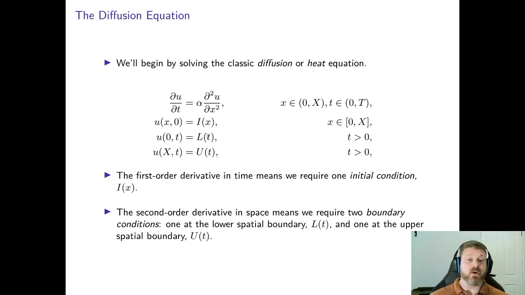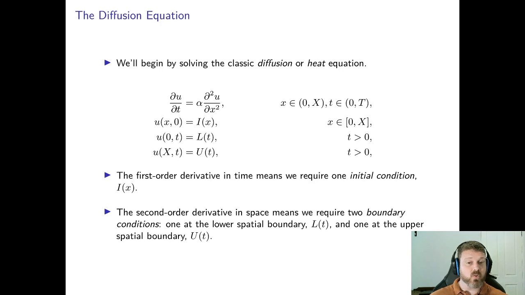Now, the heat equation states, if we take U to be the quantity of interest, we say here that the rate that U changes over time is proportional to U's curvature in space. Right? And our space domain is going to be x between 0 and cap X, and our time is going to be run between 0 and cap T.